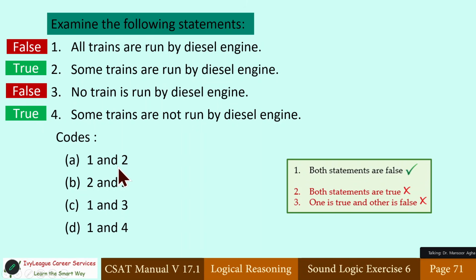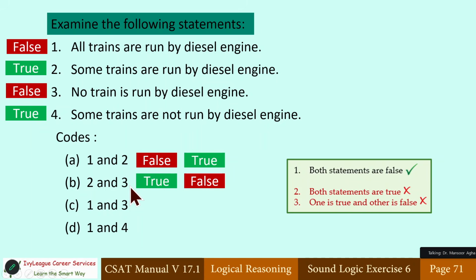Now I look at my answer choices, and the first answer choice says 1 and 2. Now 1 is false and the second statement is true. As a result, 1 and 2 are false and true respectively. 1 is false and 2 is true. If I look at the 2 and 3 combination, then statement 2 is true and statement 3 is false. As a result, 2 and 3 are true and false respectively.